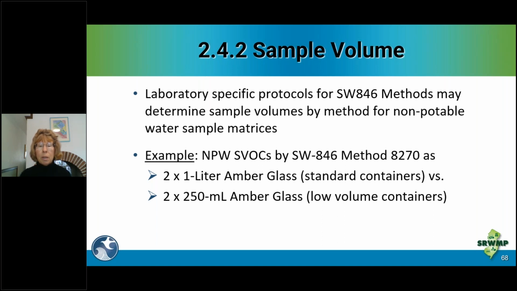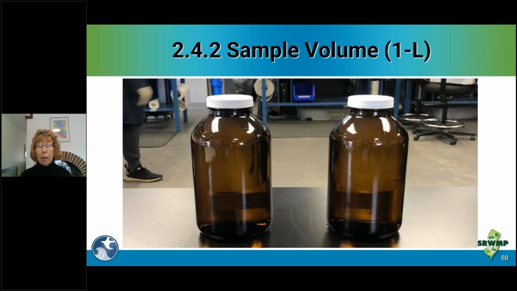Non-potable water samples collected for semi-volatile organic constituents by method 8270 can be collected first as 2 1-liter amber glass containers. Those are the standard issue containers for extractable organic constituents in a water sample. Second example would be two 250 mL amber glass containers for laboratories that have implemented a low volume approach. Next slide. Here we have a visual of the 1 liter standard issue containers, amber glass, used for extractable organics in water. Next slide.